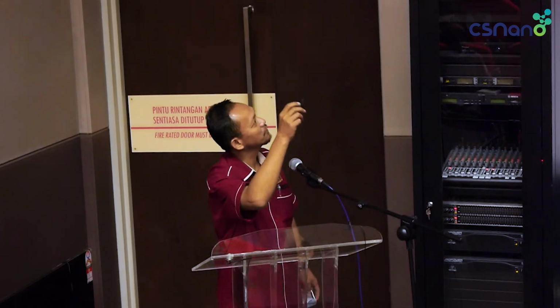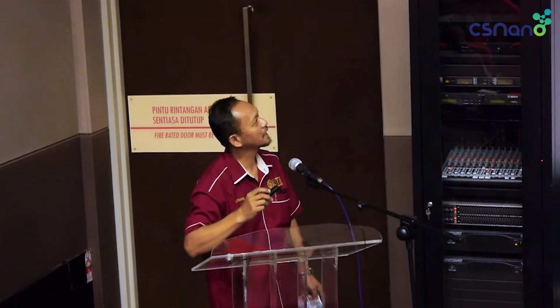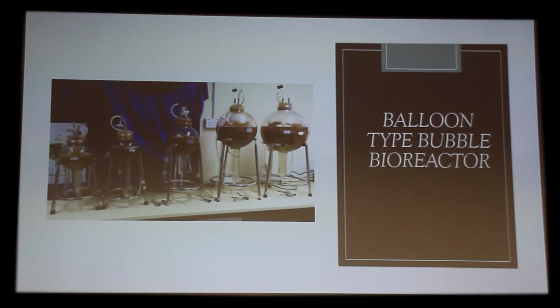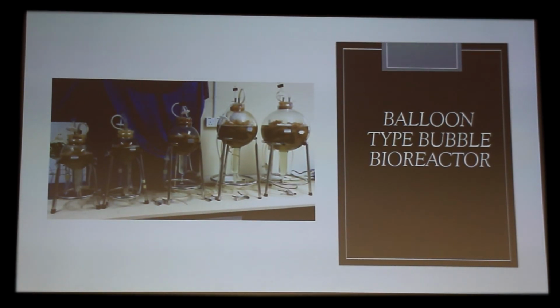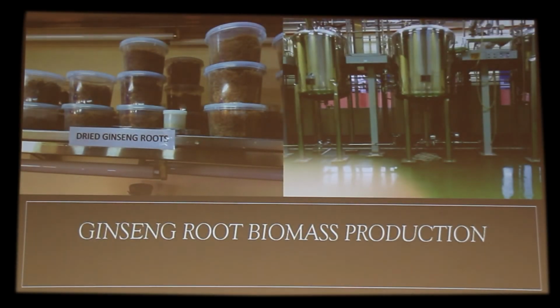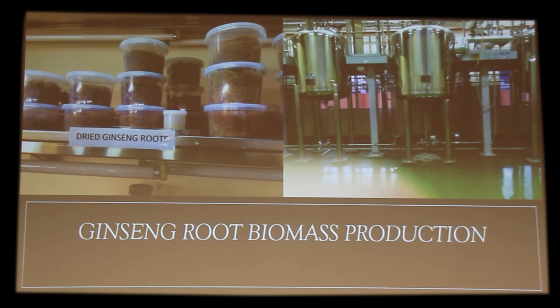Starting with using a balloon type bubble bioreactor. This is small scale, from 1 liter up to 20 liters. And if it is good, then you move to the big bioreactor, 1 ton bioreactor. This is a 1 ton bioreactor. You just imagine you're producing only roots. And when you dry it, you can keep it in a small container.